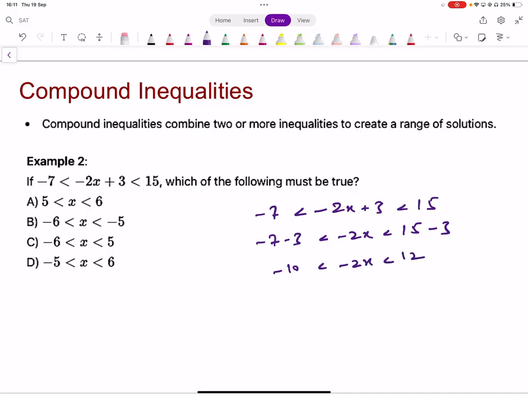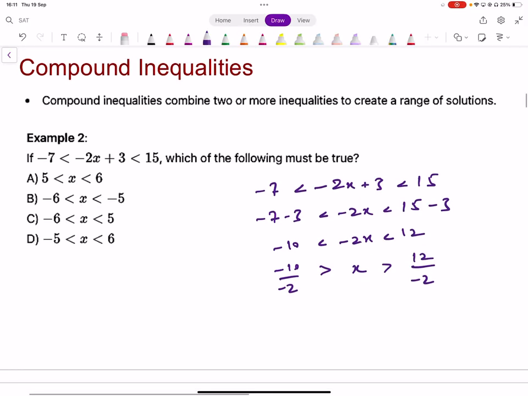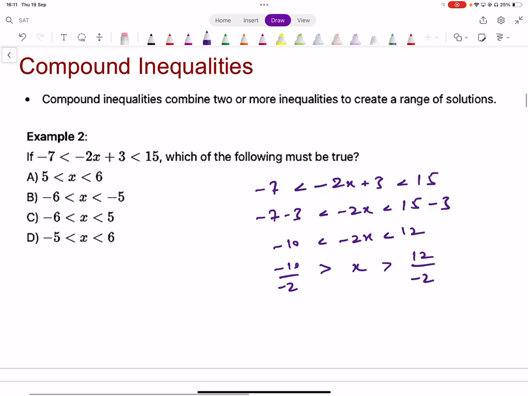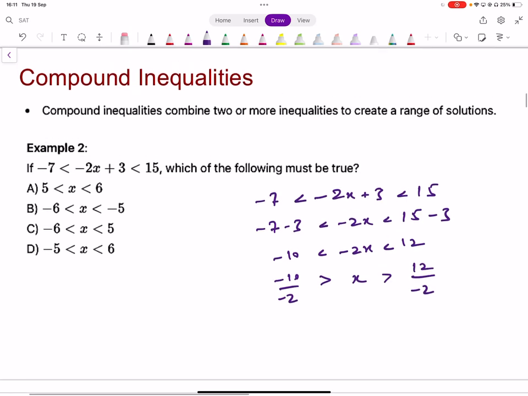What do we do now? Divide the whole inequality by minus 2. Minus 10 over minus 2, 12 over minus 2. What happens to the signs? They reverse because you're dividing by negative numbers. So it becomes greater than like this. In trigonometry, yes. That's correct. Okay, so this is going to be 5 greater than x, which is greater than minus 6. So x is between minus 6 and 5.